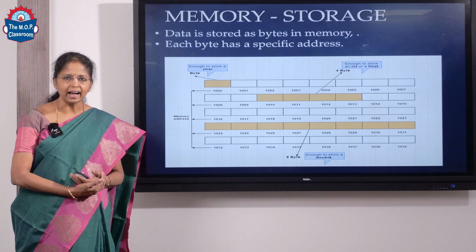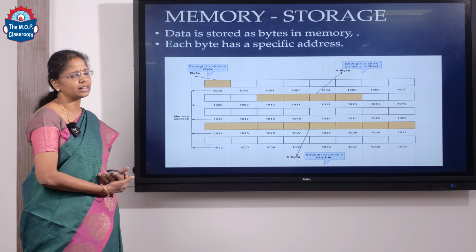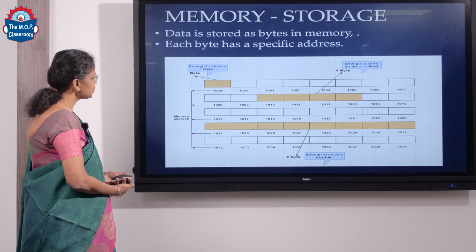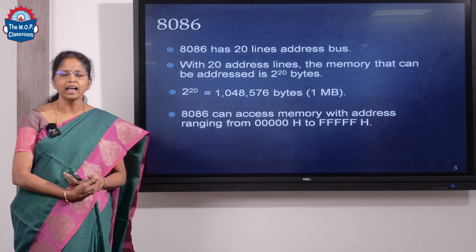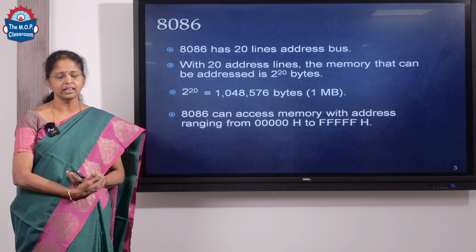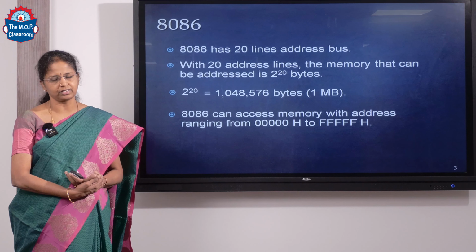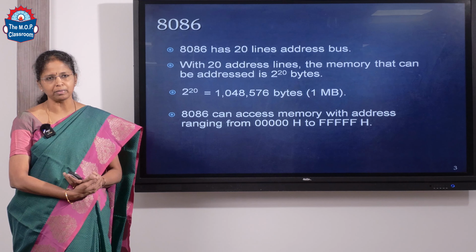in the memory cell, we need to access that properly. For that, we need to identify it. So we use addressing. Each memory cell which stores data has an address. So in 8086, we have something called the address bus. It consists of lines which carry the address, because only if you are able to give the address to the memory location will we be able to retrieve the data.